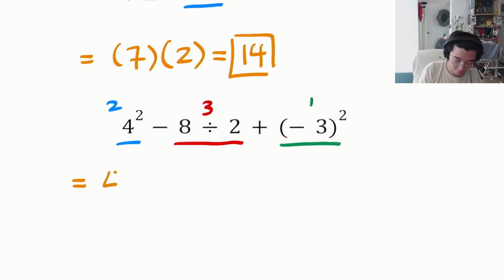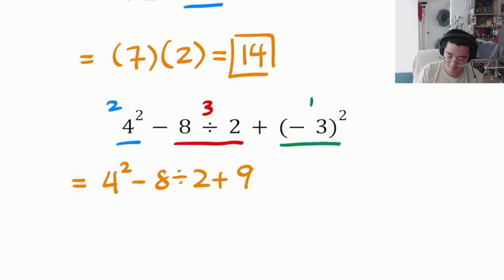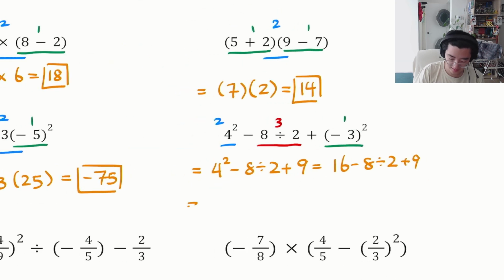Alright, so we got 4 squared minus 8 divided by 2 plus negative 3 squared, which is positive 9. And then we do the exponents. So 4 squared is 16. And then lastly, we do the division, which is 4.